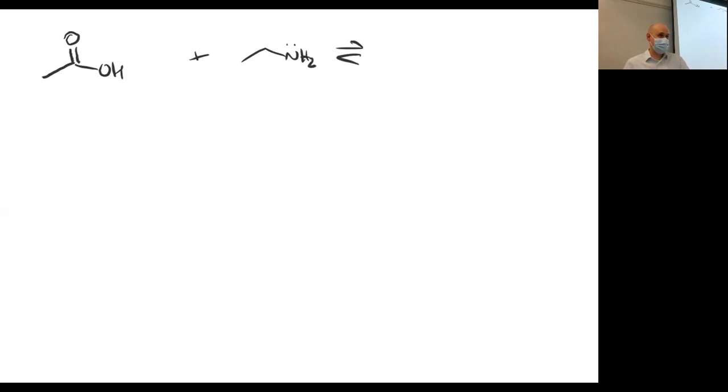I'm gonna say that backwards. Caleb, this is for you. You ready? You've got an amine and a carboxylic acid. Which one do you think is the acid? The amine or the carboxylic acid?